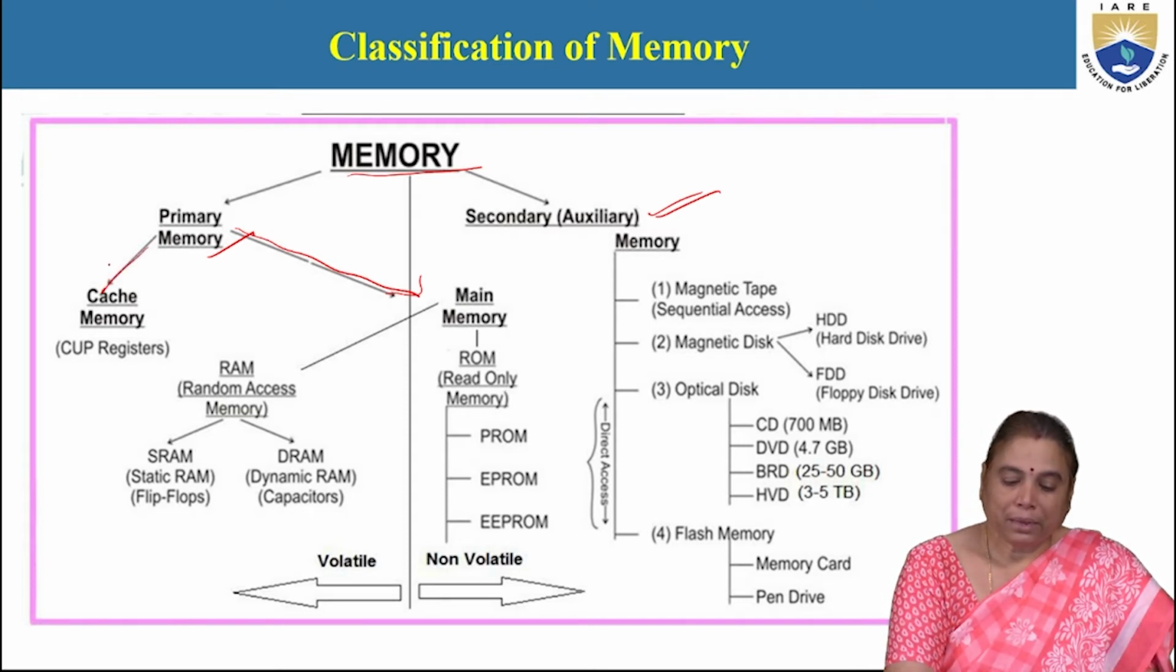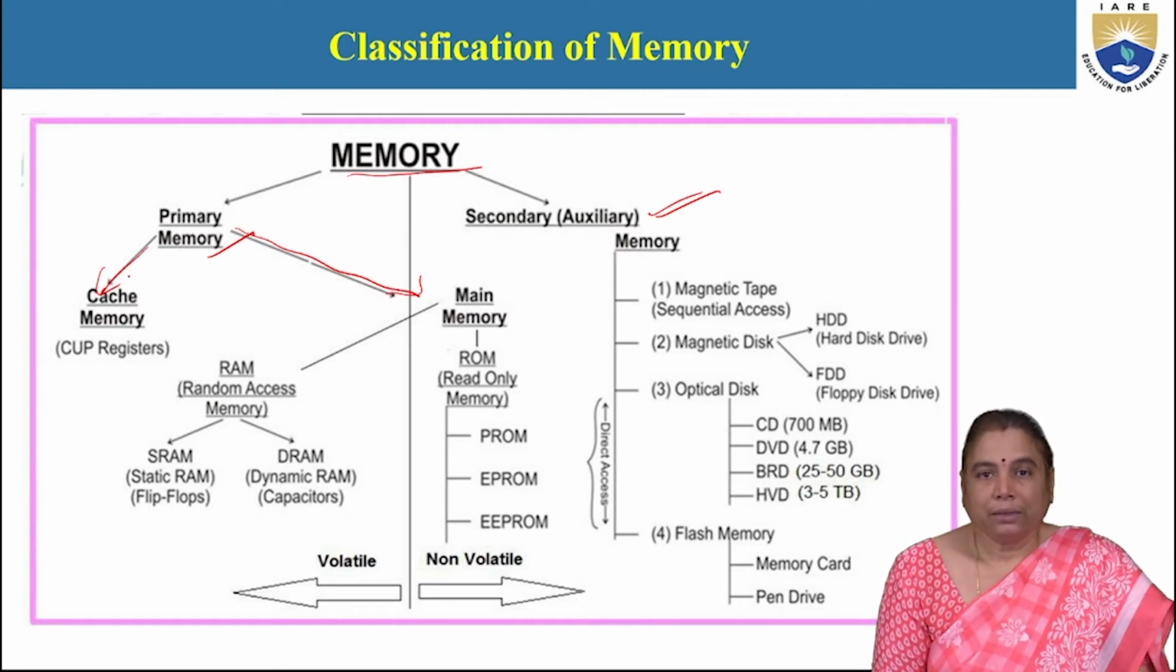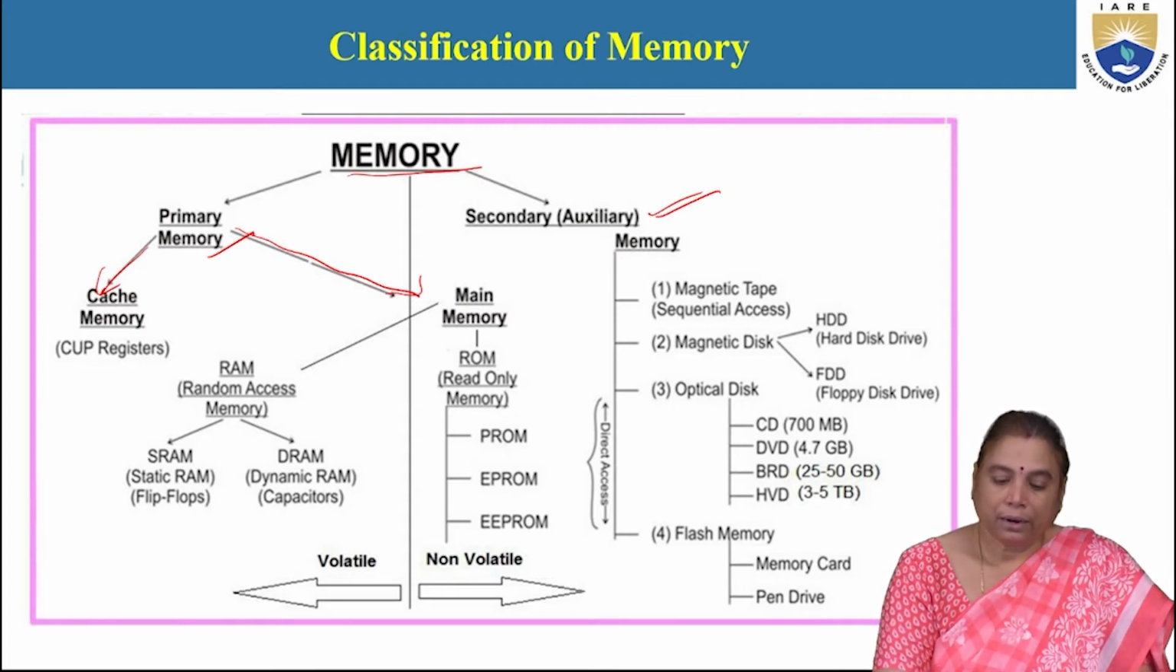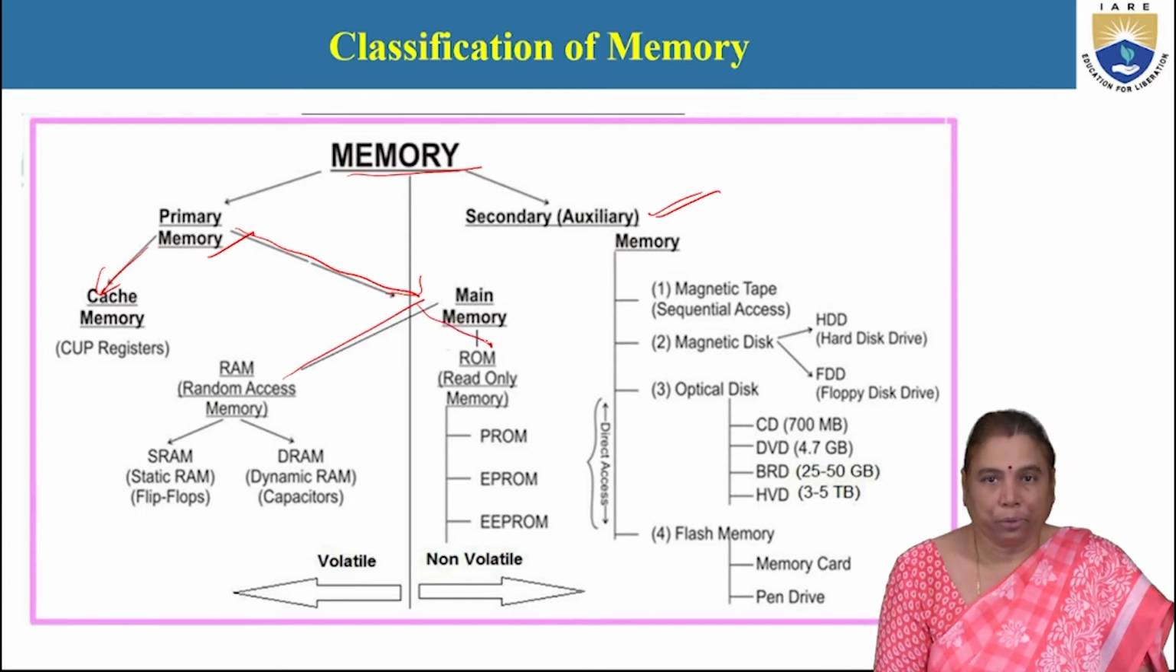The first is the cache memory, a small high-speed memory located between the CPU and the main memory. The frequently accessed data is stored in the cache so that the speed of execution of instructions can be improved, thereby the throughput and the performance of the system can be increased. And after cache, again two categories, that is RAM and ROM.